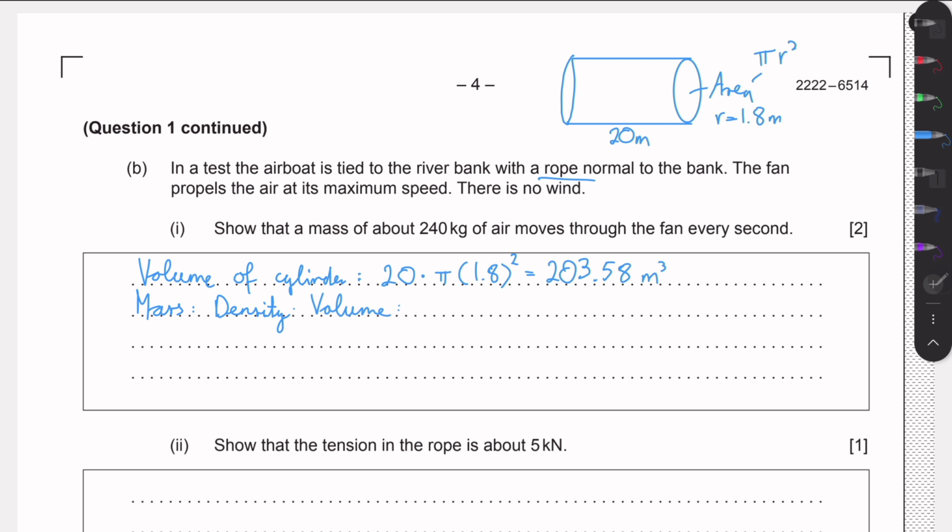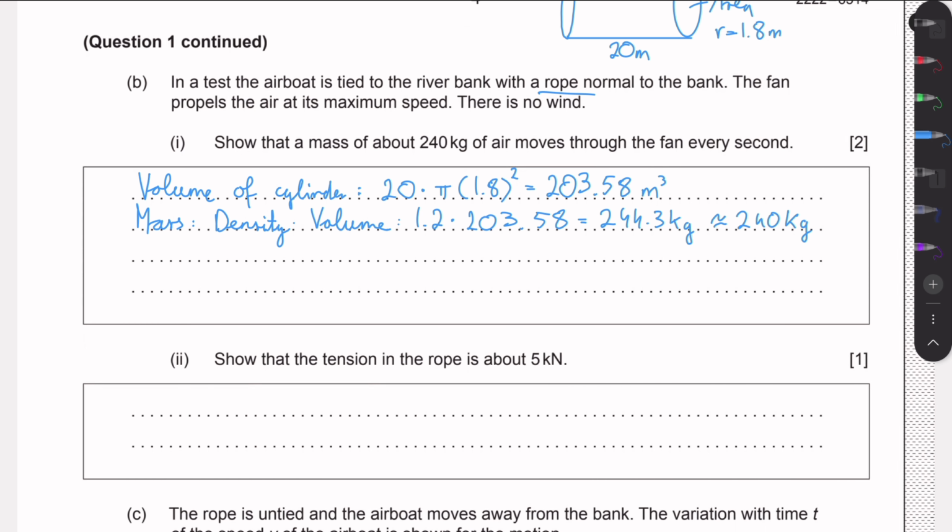And so that will just be 1.2 times 203.58. And this will give us 244.3 kilograms, which is indeed approximately 240 kilograms. So like this, we can calculate how much air moves through in 1 second. And then we need to show that the tension in the rope is about 5 kilonewtons.